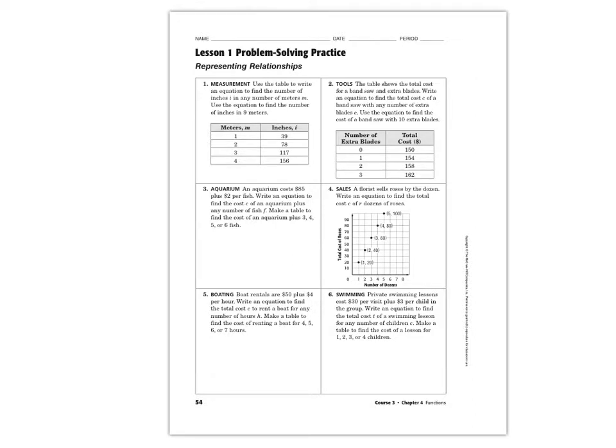And page 2 of chapter 4, section 1, representing relationships. What we want to do then is problem number 1, which is measurement. Use the table to write an equation to find the number of inches I in any number of meters m. Use the equation to find the number of inches in 9 meters. Okay, so we're trying to find the number of inches, I.